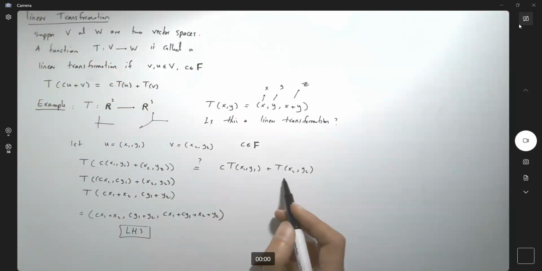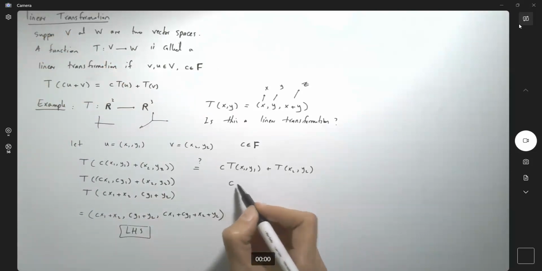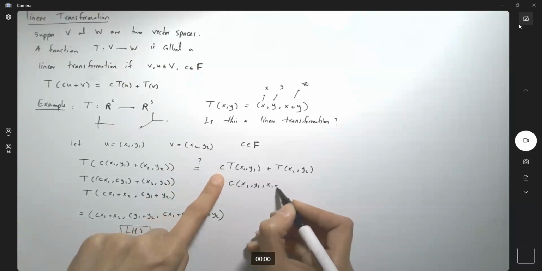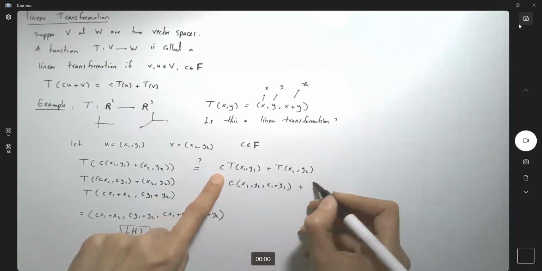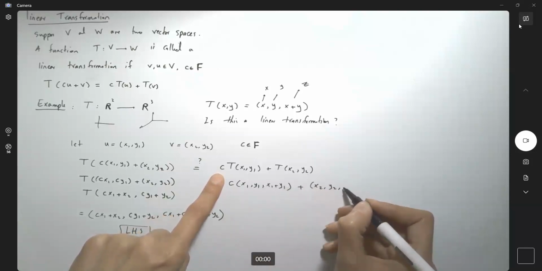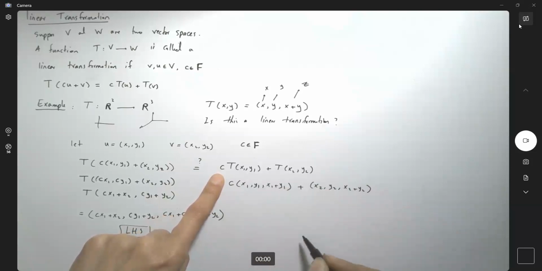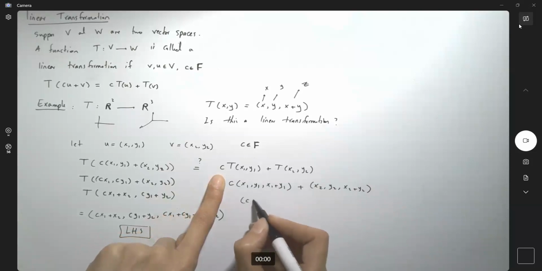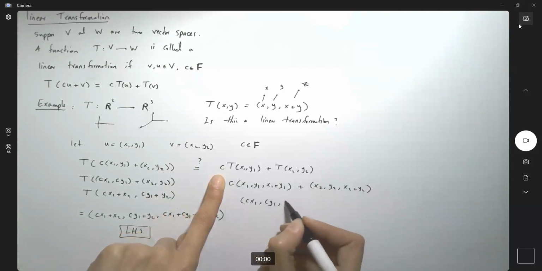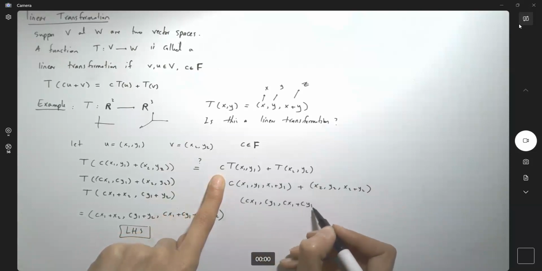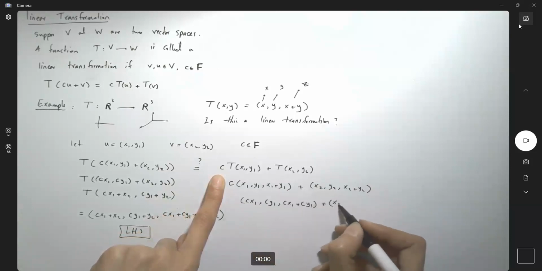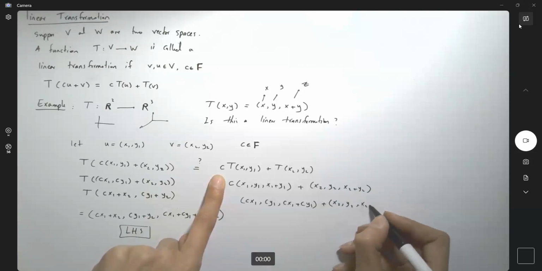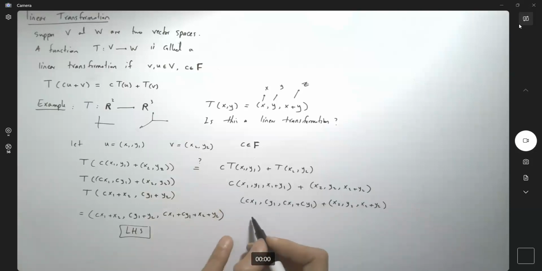What about the right-hand side? The right-hand side says I have cT(x1, y1), which is (x1, y1, x1 + y1), plus (x2, y2, x2 + y2). You can distribute c into the parentheses, so it's just a vector. So here you have (cx1, cy1, cx1 + cy1) plus this one here, (x2, y2, x2 + y2). Combine these two vectors together.